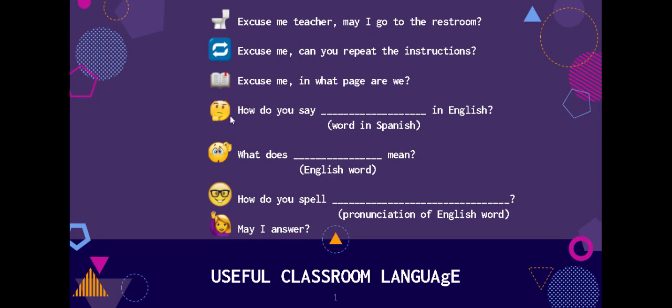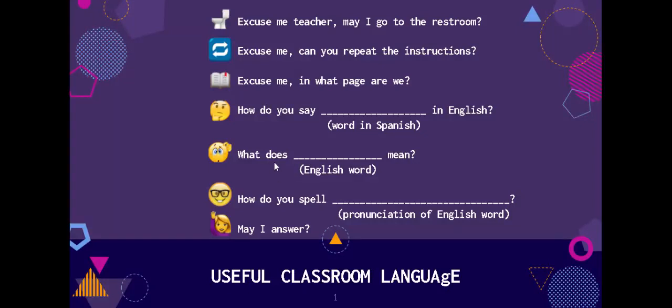Okay. Here you have a question face, right? So this emoji is showing that someone has a question. So how do you say, I don't know, right? Tortillas in English? We use a word in Spanish, so the teacher can tell you how to say that word in English, okay? So how do you say perro in English? So we say dog in English, right?